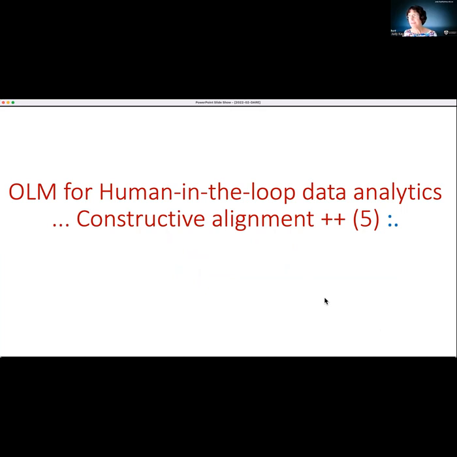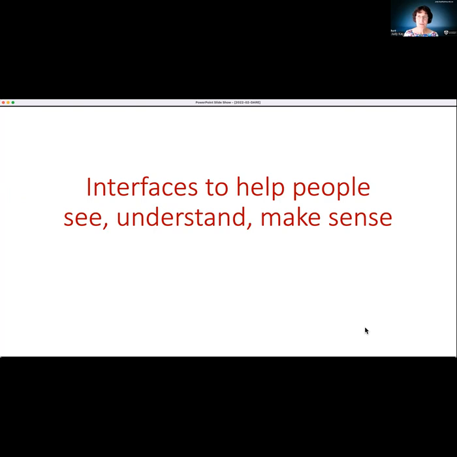So the last example that I want to introduce is how I've taken these ideas into my teaching last year and will be doing so this year. But I want to show it to you in the context of a learning data analytics course. So it should be interesting to you since you're data analytics people. This is a 3000 level course, and the students have done at least 4 semesters of data science subjects. And this is part of my vision to help people see, understand, and make sense.